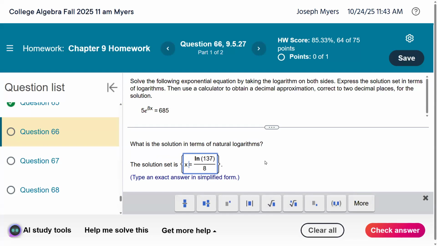By the way, did you know that ln 137 has been gaining too much weight? Guess what? Because ln 137 over 8. So the answer is ln 137 over 8. Hopefully. Do you think that's right?